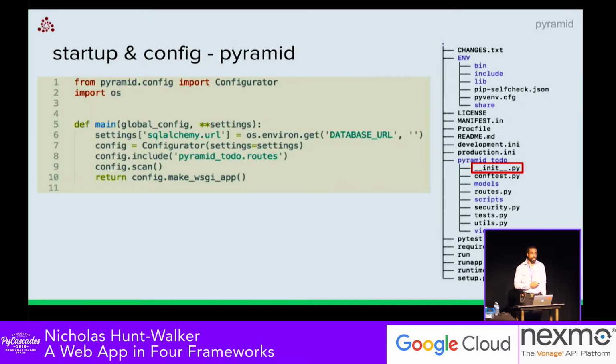When you use the cookiecutter template, this is all that it gives you. This __init__.py file is what holds the main part of your application, as well as including your central configuration, which hooks in your routes, your views, and even your models if you have those models.